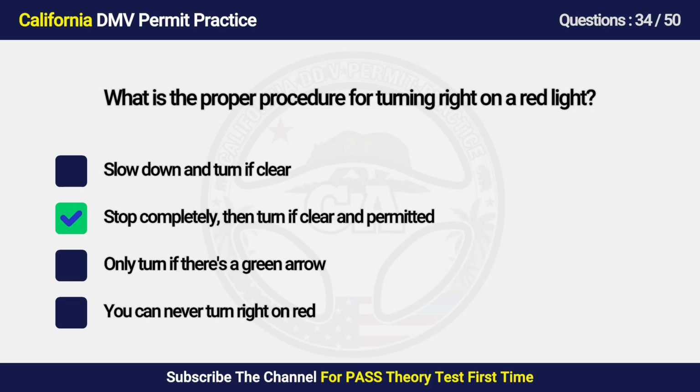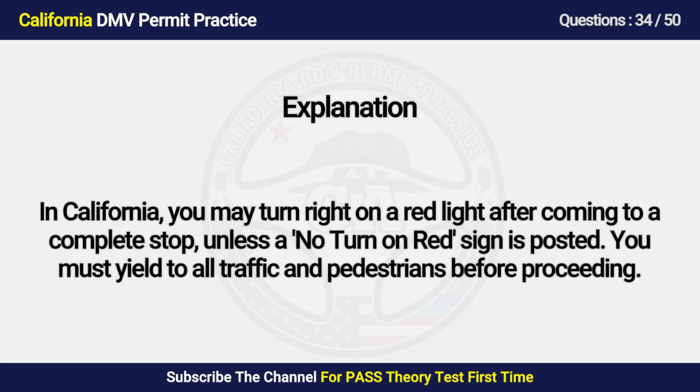Answer is B. Stop completely, then turn if clear and permitted. In California, you may turn right on a red light after coming to a complete stop, unless a no turn on red sign is posted. You must yield to all traffic and pedestrians before proceeding.